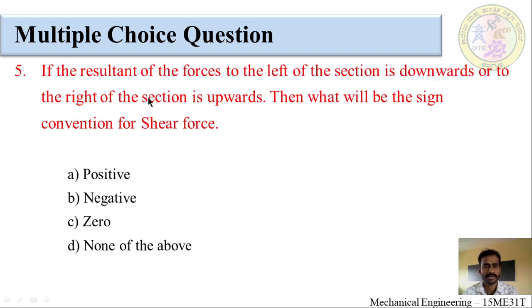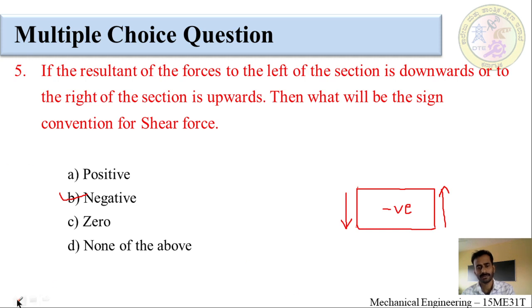What is the fifth question? If the resultant of forces to the left of the section is downward or to the right of the section is upward, then what will be the sign convention for shear force? So, it is saying that the resultant of forces on the left of the section is downward or to the right of the section is upward. According to the sign convention, it is negative. So, the answer is option B, negative.